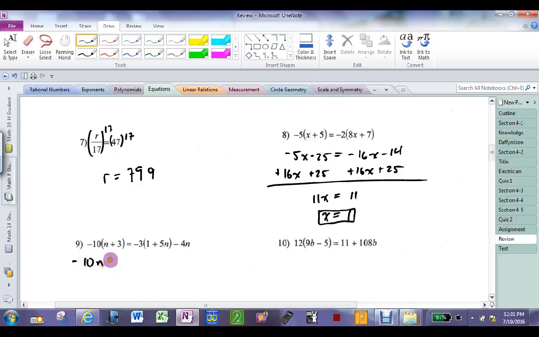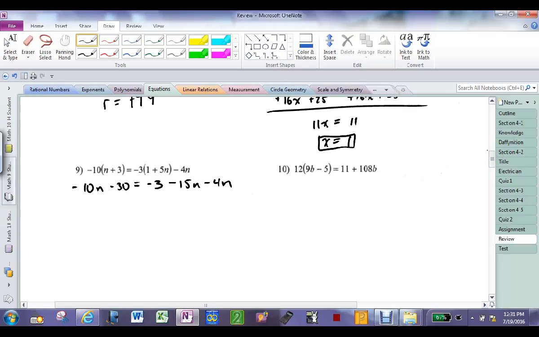Negative 10n minus 30 equals negative 3 minus 15n minus 4n. Now here is where you guys are going to start screwing up if you haven't been paying attention. You're going to start going plus 4n to both sides. No, because you have too many n's. Negative 10n minus 30 equals negative 3 minus 19n.